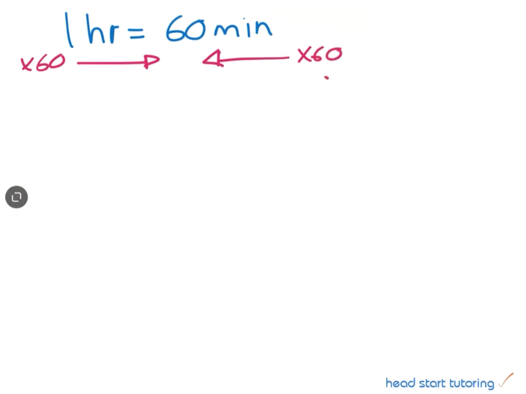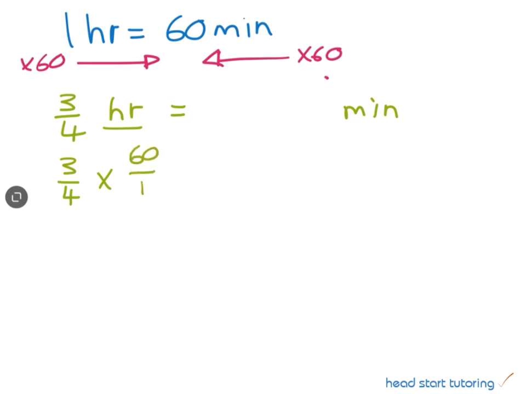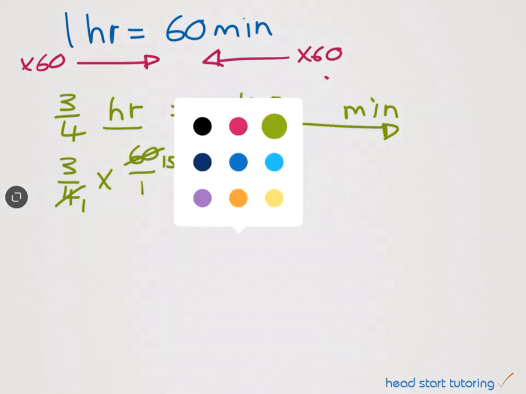So if I would like to work out what 3/4 of an hour is equal to in minutes, I need to convert my hour into minutes, which is 3/4 of, or multiplied by 60 minutes over 1, and then I can cross cancel 4 into itself once, 4 into 60 15 times, 3 times 15 is equal to 45. So 3/4 of an hour is equal to 45 minutes.